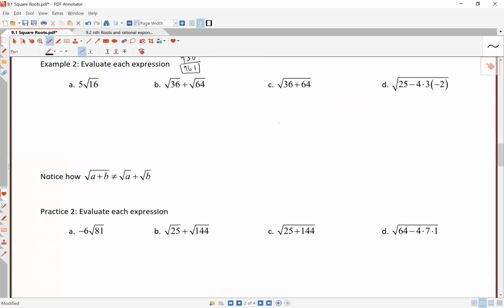Example 2, 5 square root 16. That stands for 5 times whatever the square root of 16 is, and that's 4, so that gives us 20. The square root of 36 is 6, and the square root of 64 is 8. 6 plus 8 is 14.